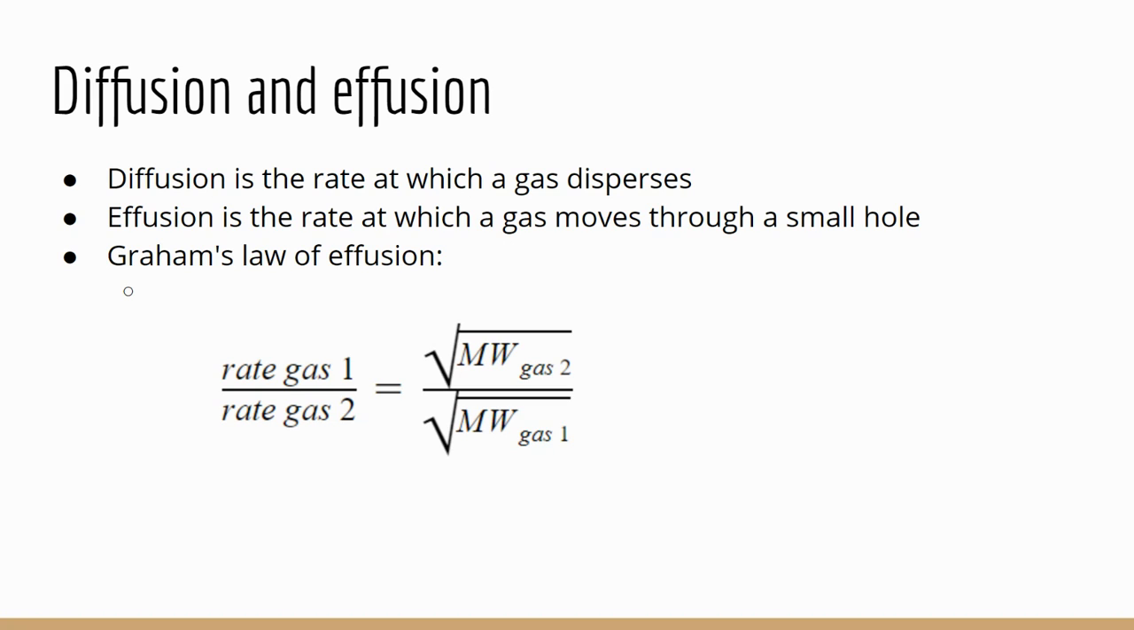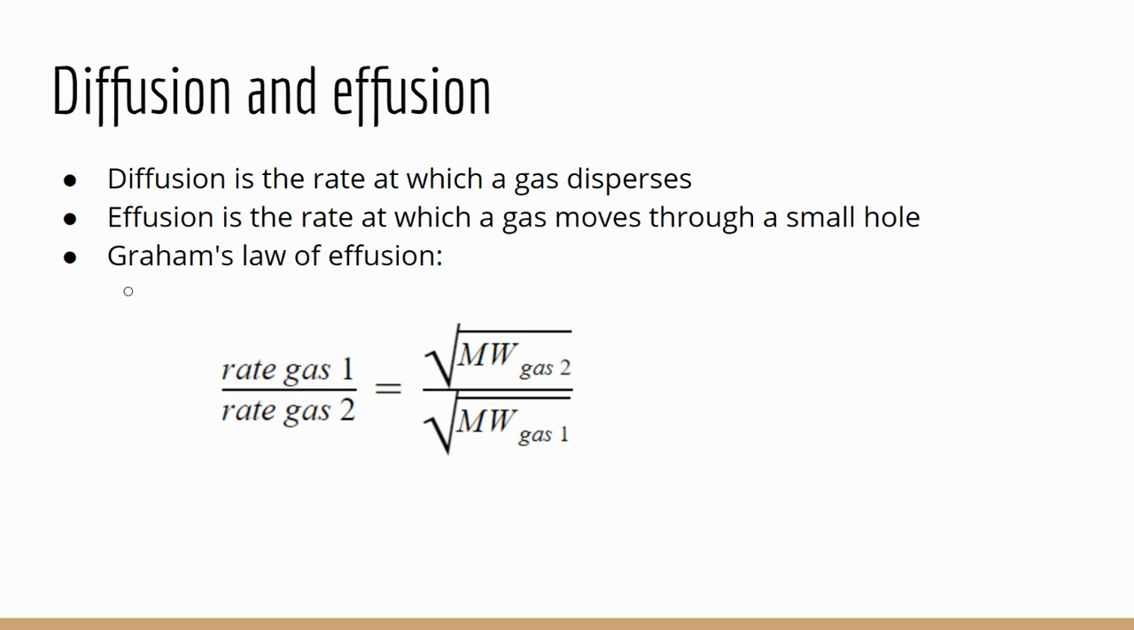Pause here. This is the last slide. This equation here, we will practice with in class. It's something I'm giving you more for conceptual purposes than anything else. Diffusion, you probably have learned about this in biology, is just the rate at which something disperses. In chemistry, we're going to apply it to a gas. Whereas effusion is the rate at which a gas moves through a small hole. For example, if you were to take an aerosol spray and stab it with a knife, that's an example of effusion.